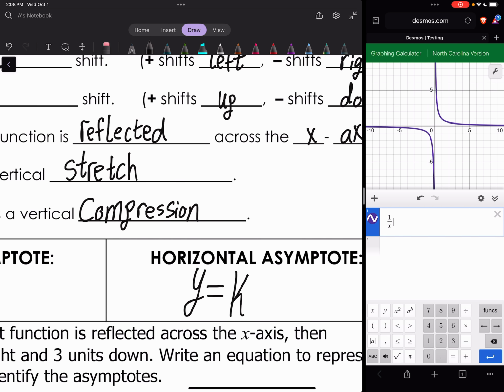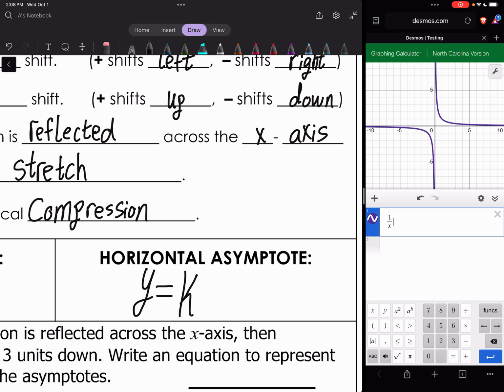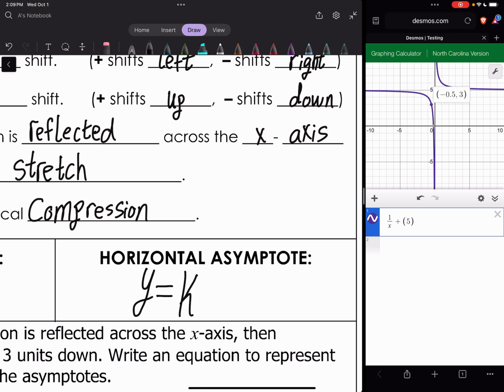For my horizontal asymptote, it's my k value. So if I put a number like 5, there's the graph. Notice how it shifted up, and this 5 is what I'm getting infinitely close to.